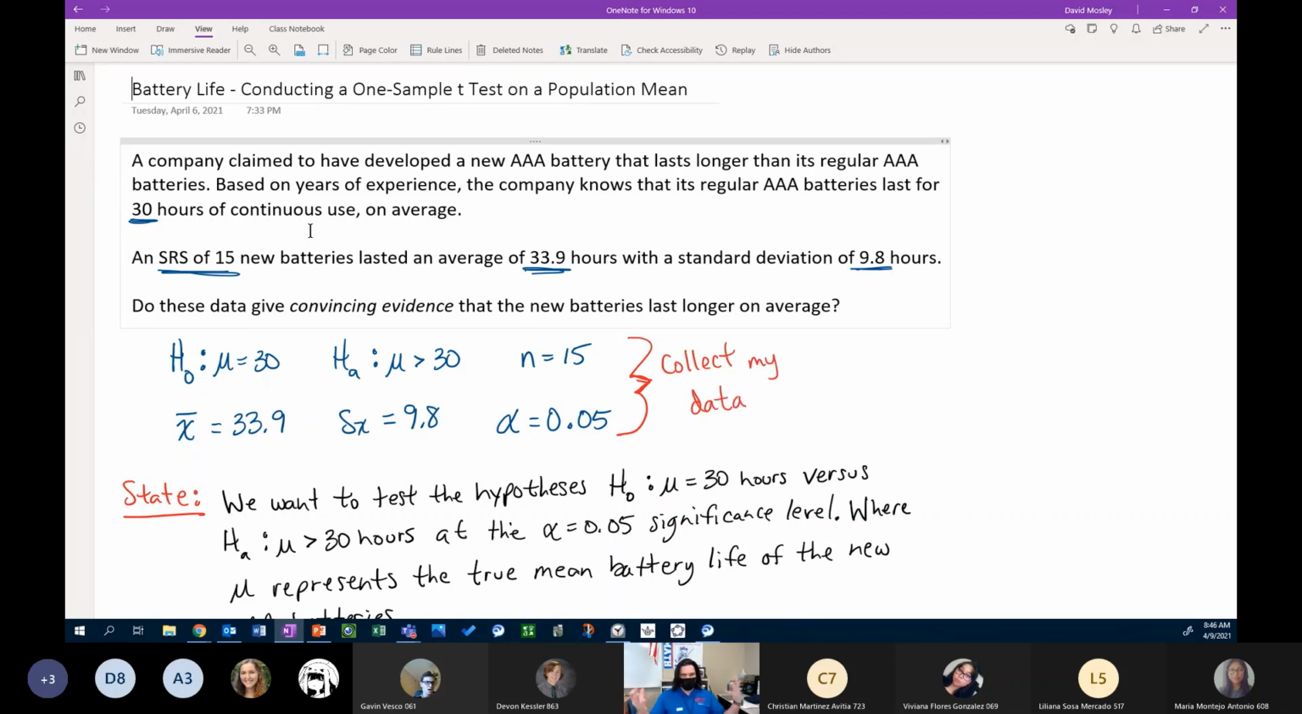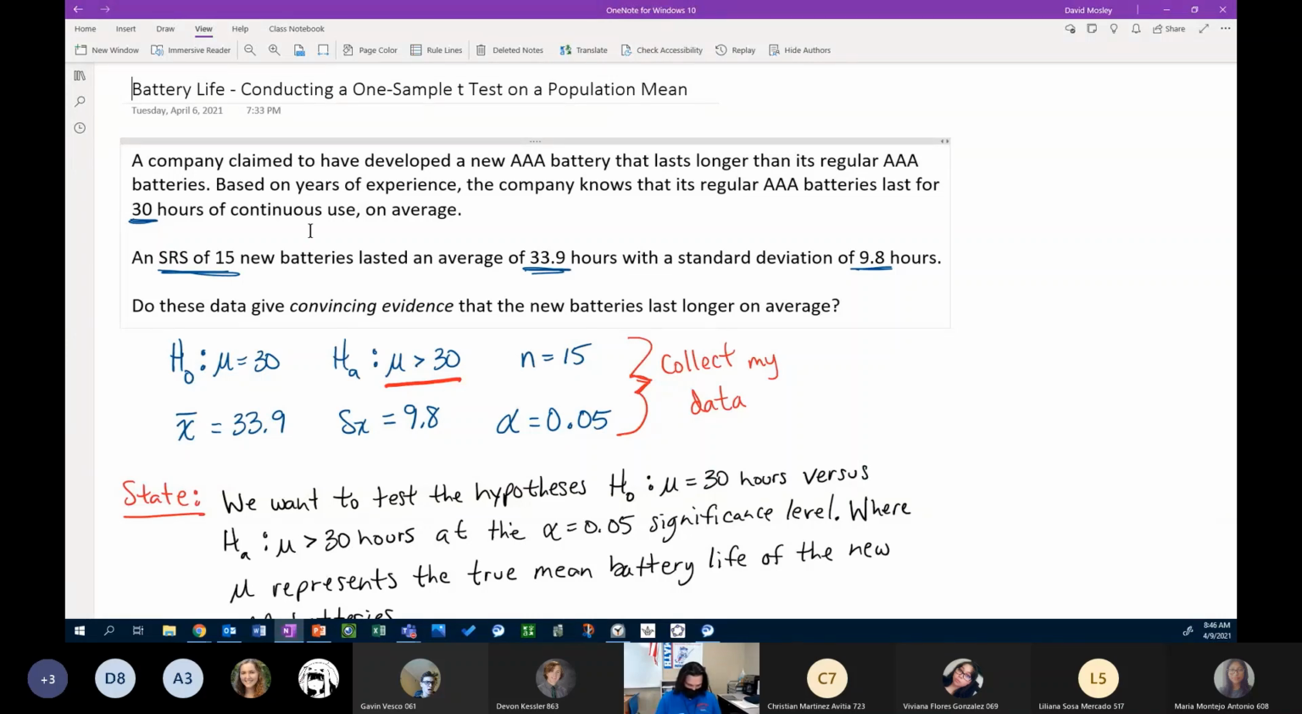Right, kind of get my summary stuff together. We have the null hypothesis that mu is 30, which is the hypothesis that there is no difference. There's no change from the regular batteries to the new batteries. They both have the same average battery life. The claim is that the battery life is longer, and so we get that mu is greater than 30 for the alternative. Sample size is 15.